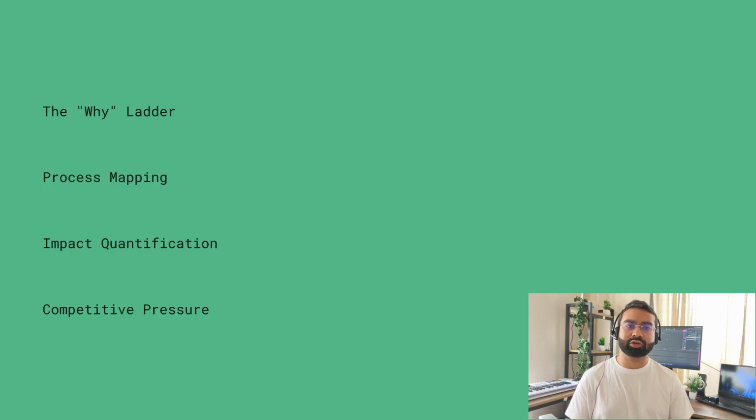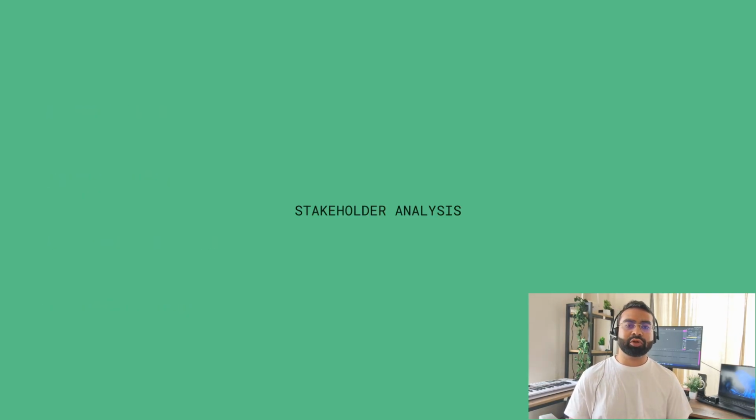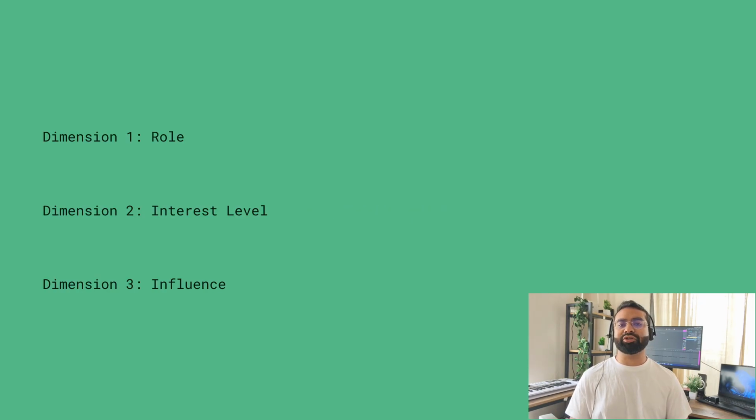Technique 4 is competitive pressure. How is your competitor handling this? What would happen if you did nothing? How long until this becomes a crisis? Step 3 is stakeholder analysis. Not everyone in the client organization has the same interest or power. Your job is mapping them. There are three dimensions to this.